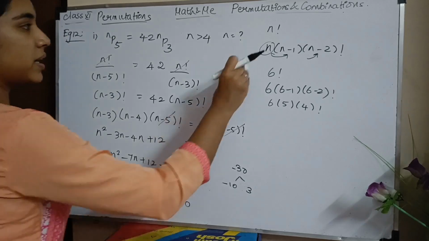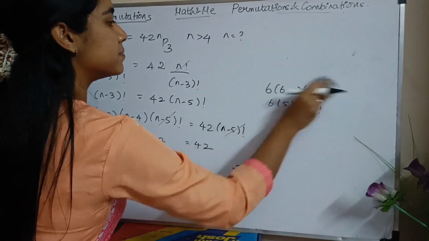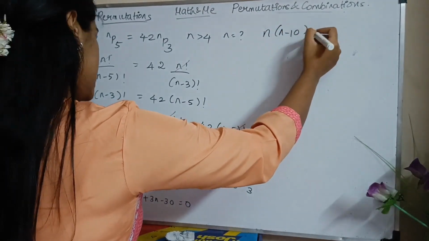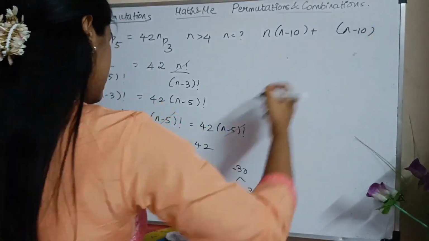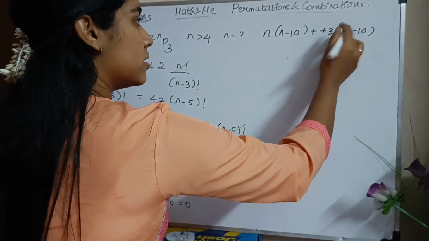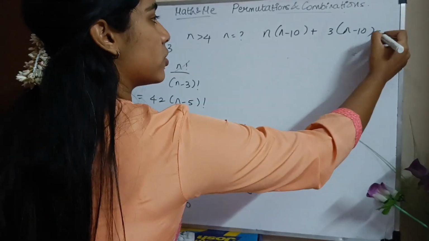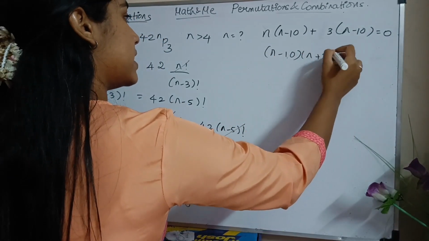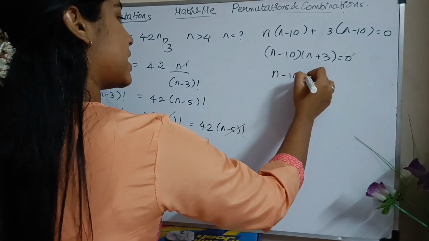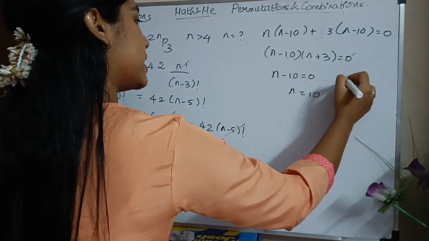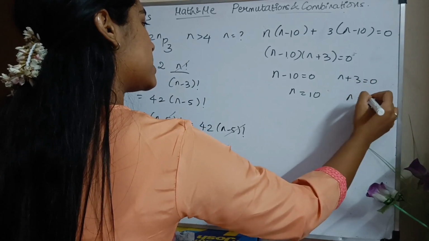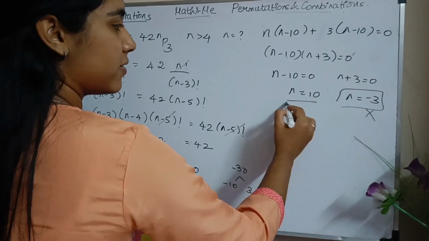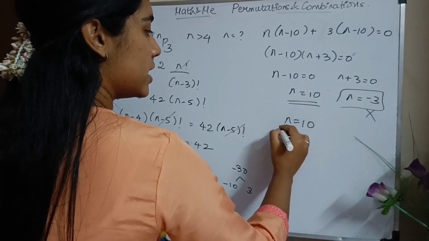Splitting the middle term, I have n into n minus 10 plus 3 times n minus 10 equals 0. So I have n minus 10 times n plus 3 equals 0. So n minus 10 equals 0, now n equals 10. n plus 3 equals 0, now I have n equals minus 3. But the value of n cannot be negative, so you have to take the value that is positive. So the value of n is 10.